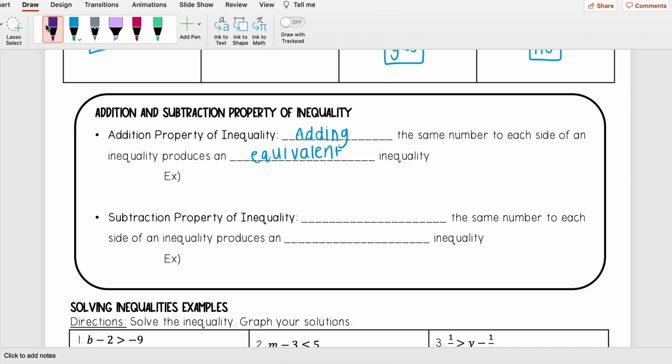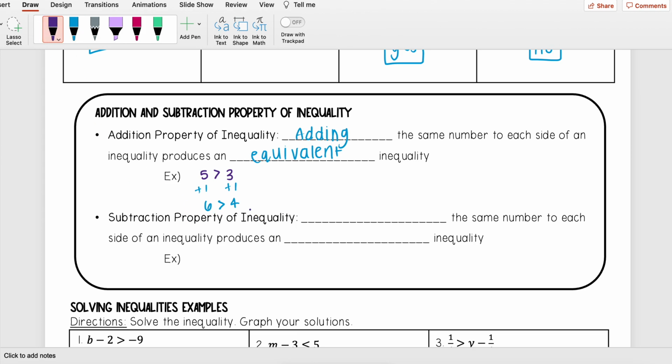So, for example, let's say I had 5 is greater than 3. That's a true statement. 5 is bigger than 3. But if I were to go ahead and add 1 to both sides, I would get that 6 is greater than 4. And that is still a true inequality. 6 is in fact greater than 4. So when you add the same number to both sides of an inequality, you're still going to have a true statement.